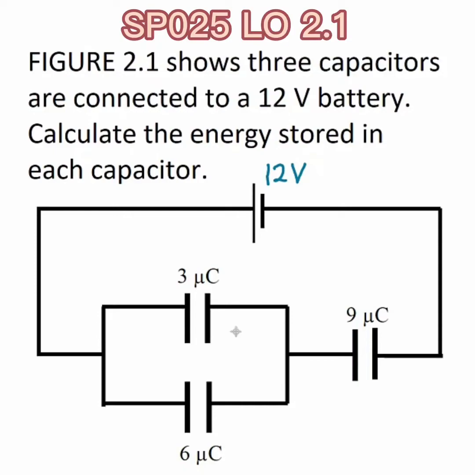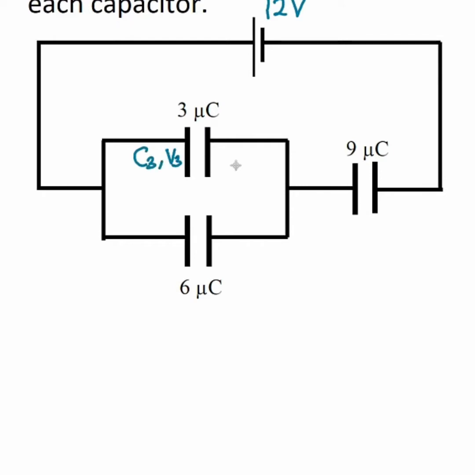Jom kita buat soalan LO2.1. Kita ada 3 kapasitor dengan bateri 12 volt. Saya labelkan C3V3, C6V6 dan C9V9.